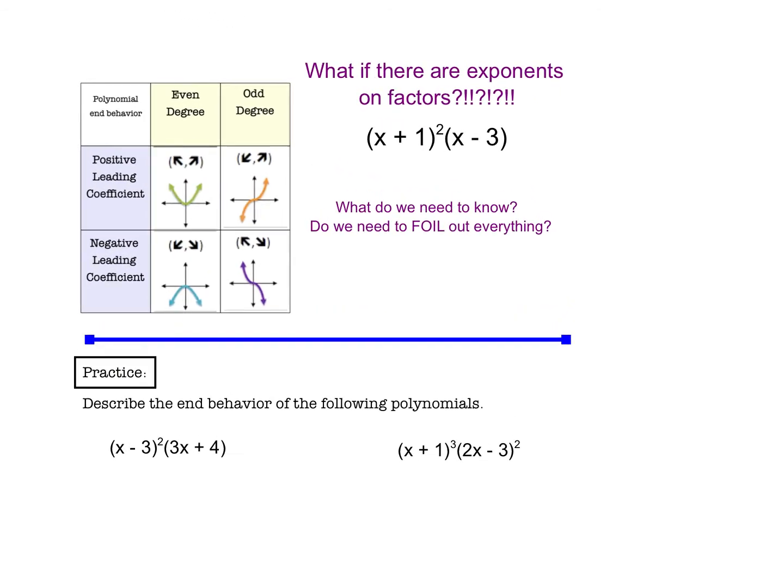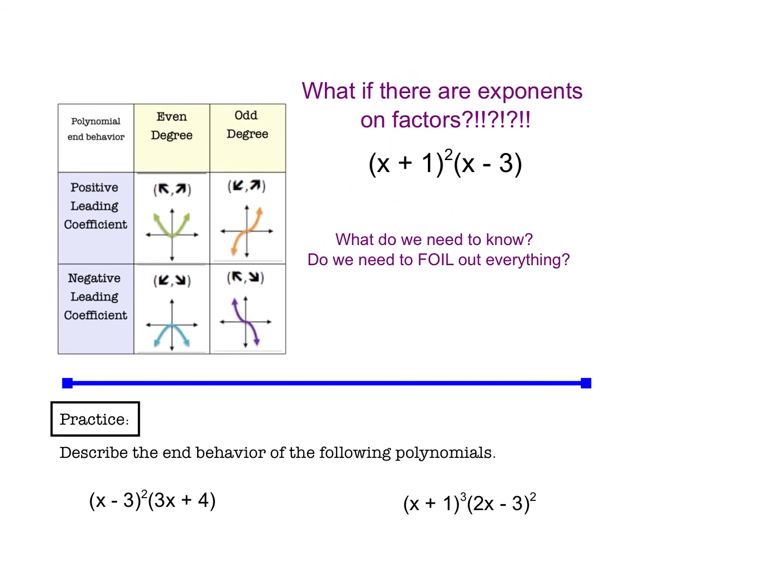So, what if there are exponents on factors? I did tell you this a little bit yesterday. Let's see if anybody caught it. Tell me on this one, what's the lead term? Please don't say x squared. Lily is correct. It is x to the third.